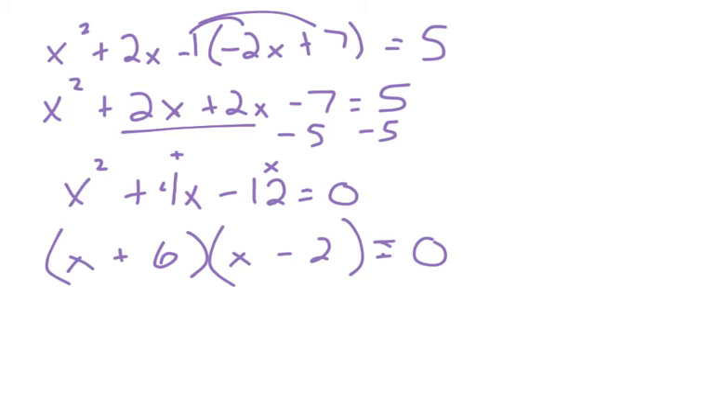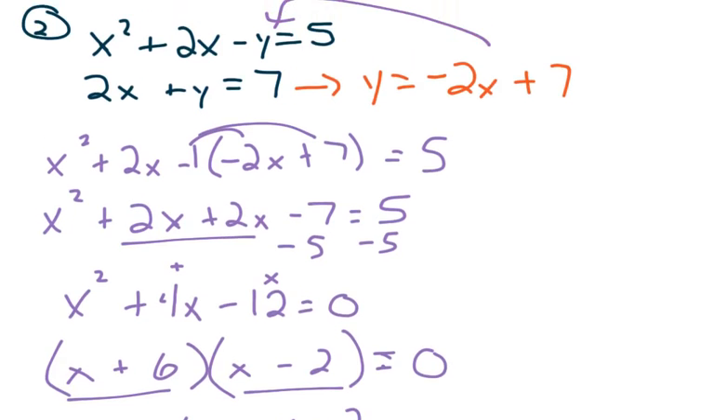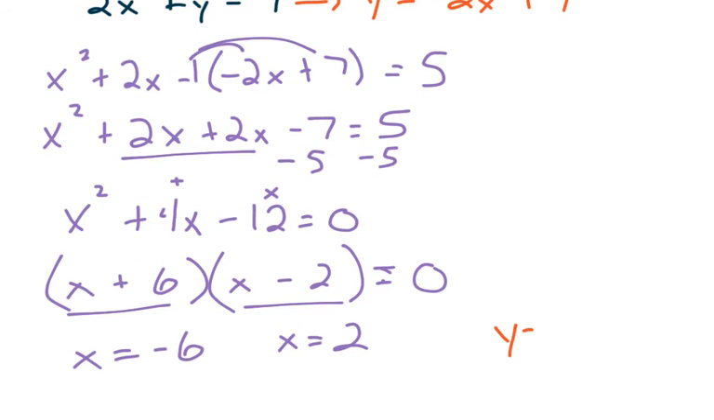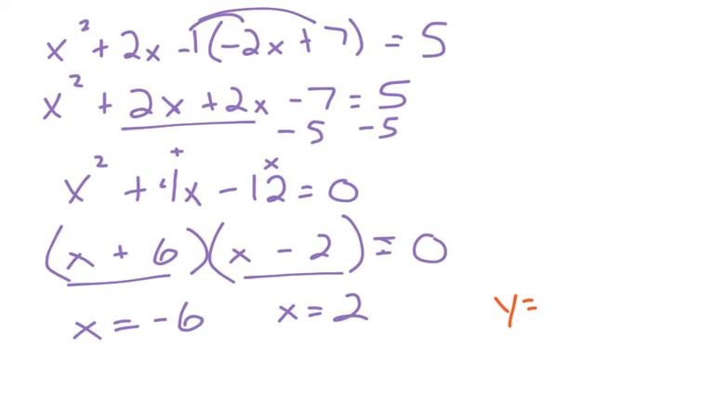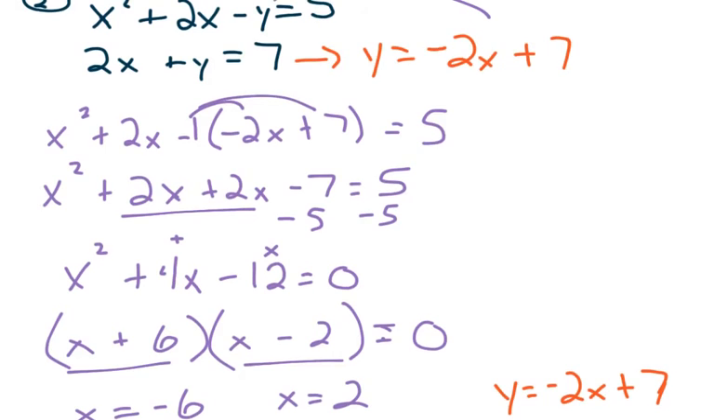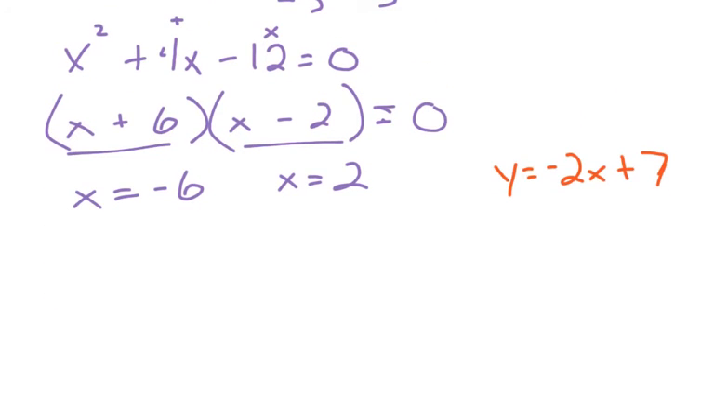Once we've got it factored, then we can solve. Again, these are both single-step equations. I'm going to skip some of the work. I'm going to know that x is equal to negative 6, and then x is also equal to positive 2. Now, again, I'm going to rewrite my equation. I had y equals, what do we have, negative 2x plus 7. Okay, because that's going to help me find my y, because I need to find my y values. There are y's in my equation.